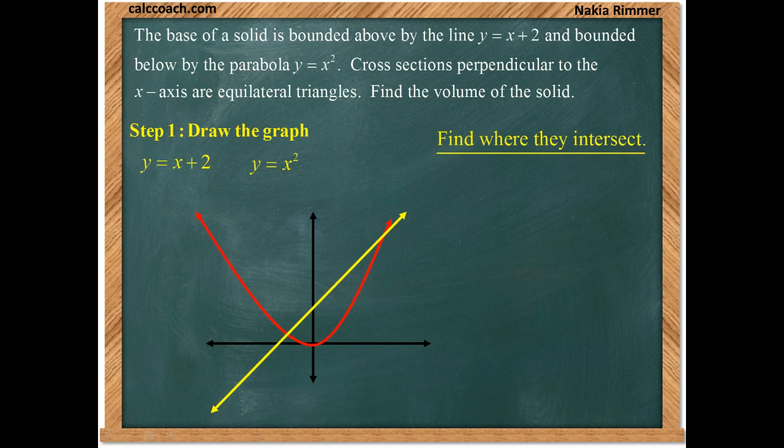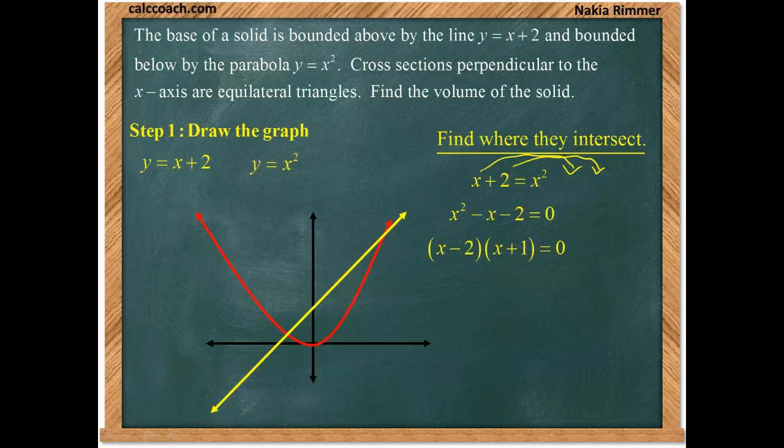Let's find where they intersect. Let's set them equal to each other. Shifting over the x by subtracting it, and the 2 by subtracting it, you'll have x squared minus x minus 2 equal to 0. Thankfully, that's factorable. It's x minus 2 times x plus 1. So either x is 2 or x is negative 1. These are the places where they intersect: negative 1 and 2. So our region has a base between these two, bounded above by the line, bounded below by the parabola. This is the base.